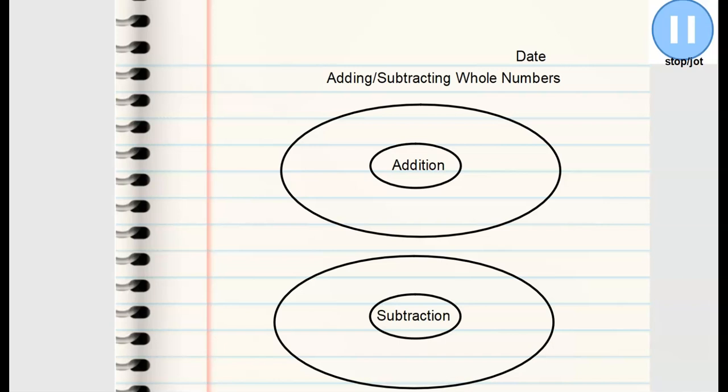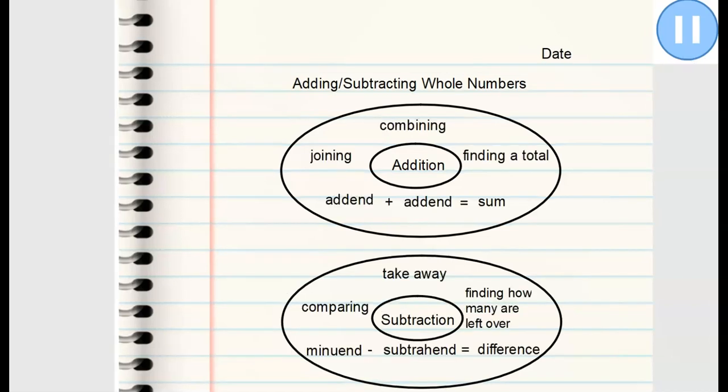For today, I would like for you to get out your student journal and copy the addition and subtraction circle maps you see in your journal. Don't forget to add the title and the date. Next, I would like you to try to remember as many things as you can about addition and subtraction from what you've previously learned in 3rd, 4th, and 5th grade. Go ahead and pause the video and stop and jot now.